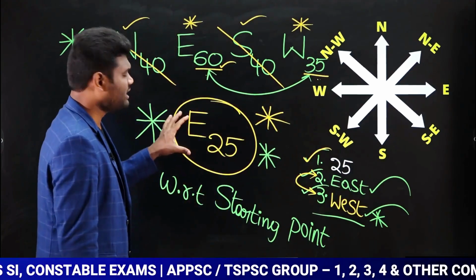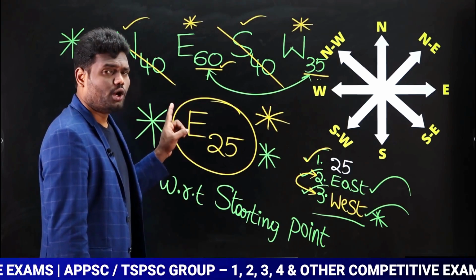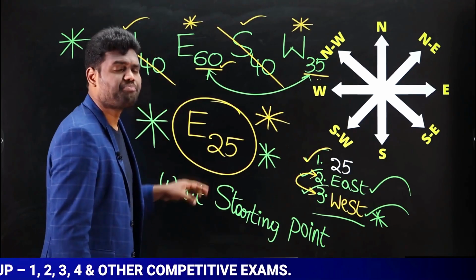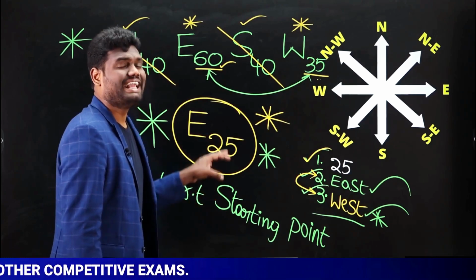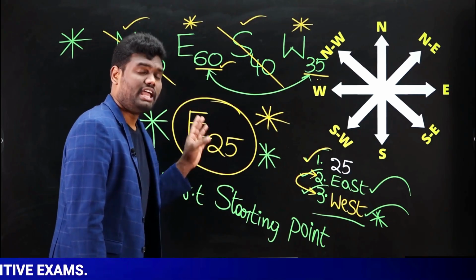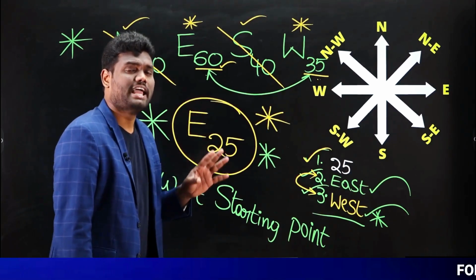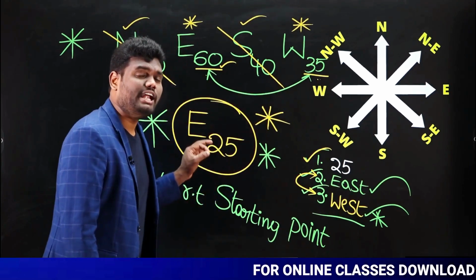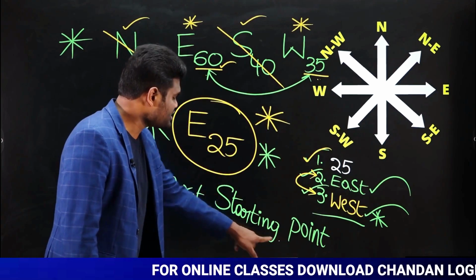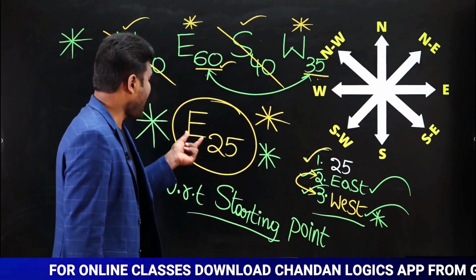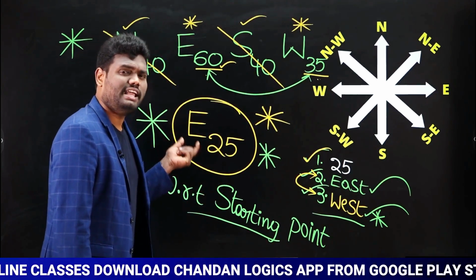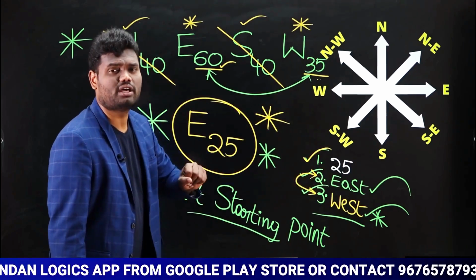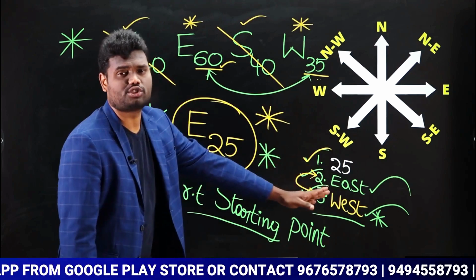Is it clear? And the final answer, whatever you are getting, note this very important point. This is with respect to the starting point. With respect to the starting point, he is in the east direction. If the question is reversed, meaning in which direction is the starting point from the ending point, then I can reverse this direction. Here it is east, I can reverse it and say west. If it is north, I will say south. If it is south, I will say north.